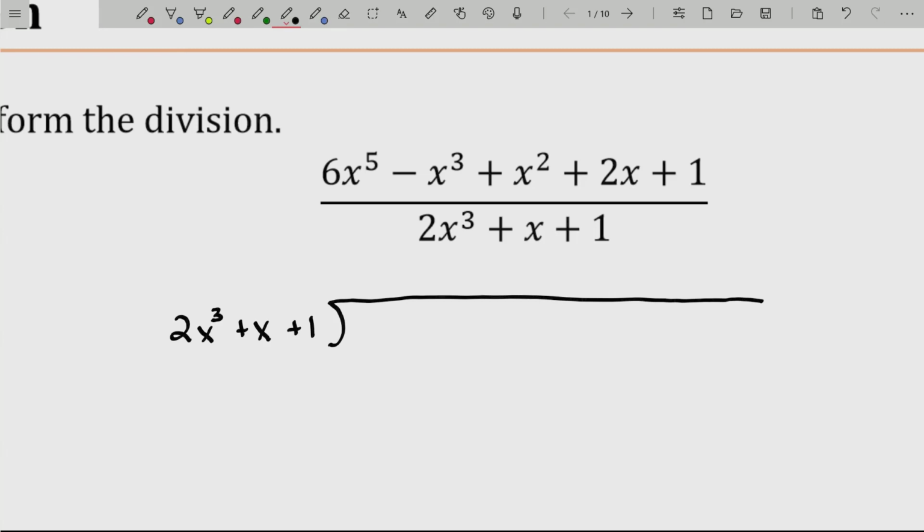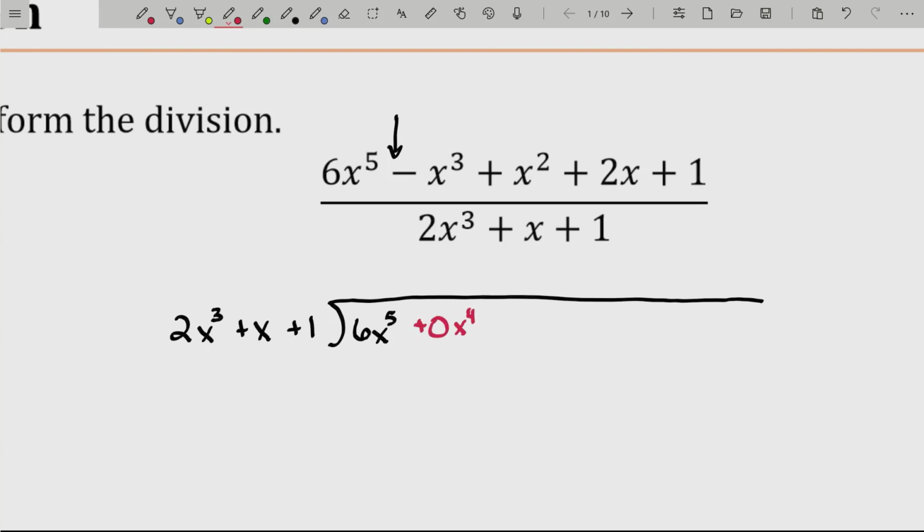Let's see. So let's go ahead and write down that numerator. It's 6x to the 5th. I like this example because it showcases that if you're missing a power, which we're missing a power of x to the 4th, you'll have to have a little placeholder for it, plus 0x to the 4th.